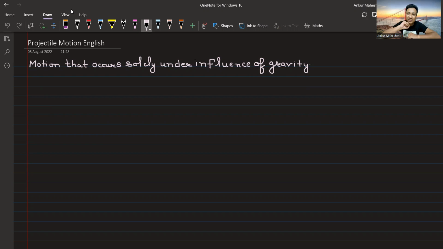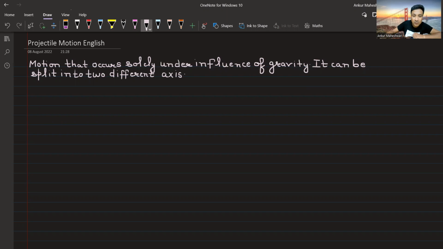Okay. So in projectile motion, a motion can be separated into two different axes, that is, one along the x-axis and one along the y-axis. Okay, so we can write here: it can be split into two different axes.